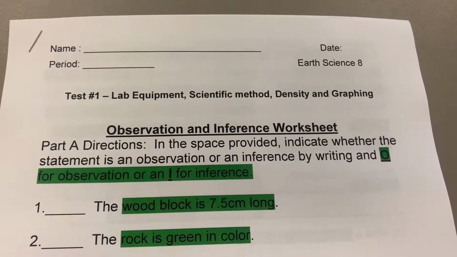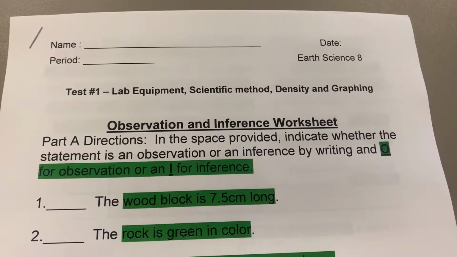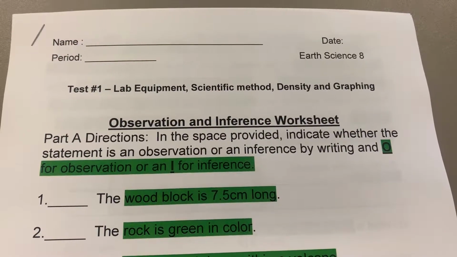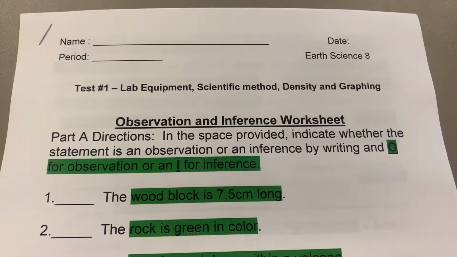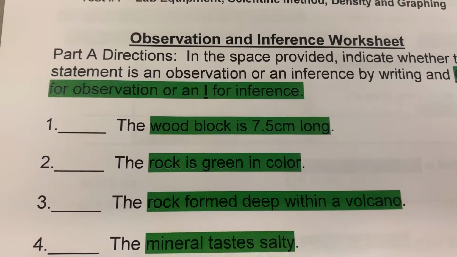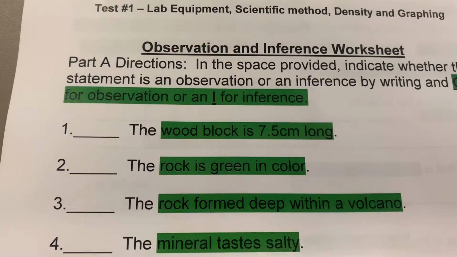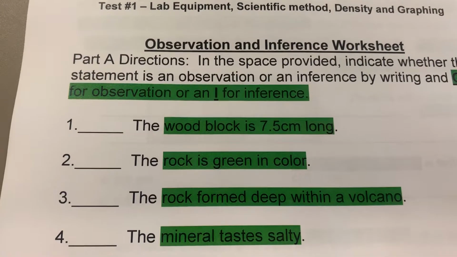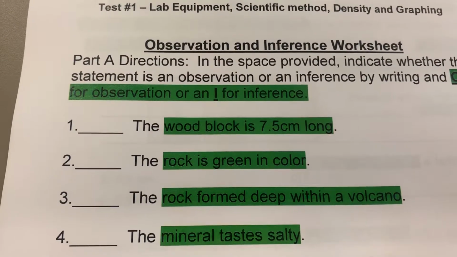Observation and inference worksheet. Part A, directions. You need to write O for observation or I for inference. Number 1, the wood block is 7.5 centimeters long. Number 2, the rock is green in color.